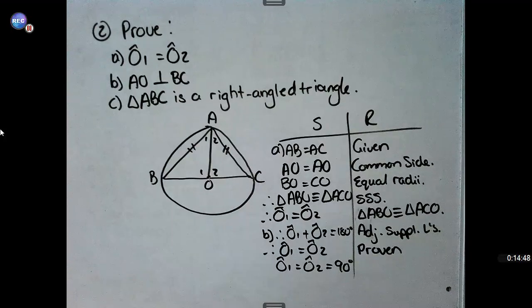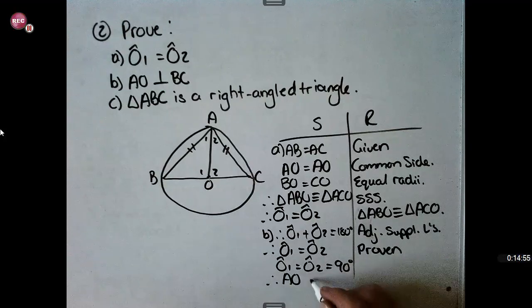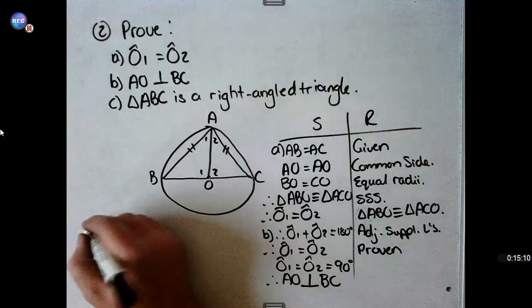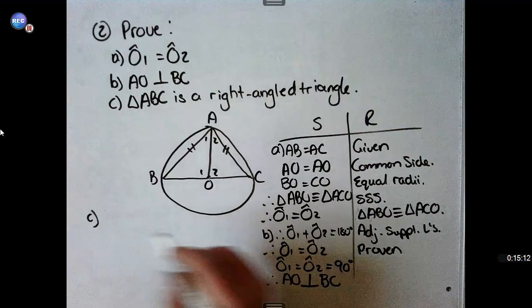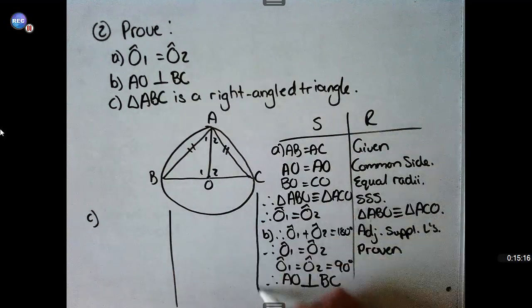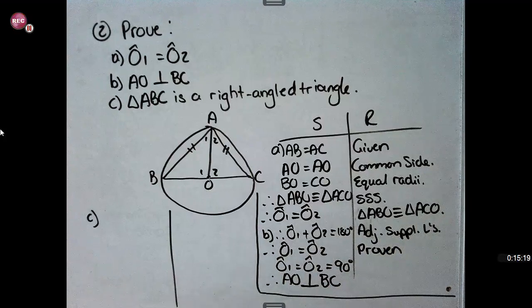Okay? So because both these angles are 90 degrees, therefore side AO is perpendicular to side BC. Remember, perpendicular lines meet at a 90-degree angle. And there you've solved question B as well. Okay. Question C, I'm going to do over here. Let me just block this off so that you can see it's not part of that.